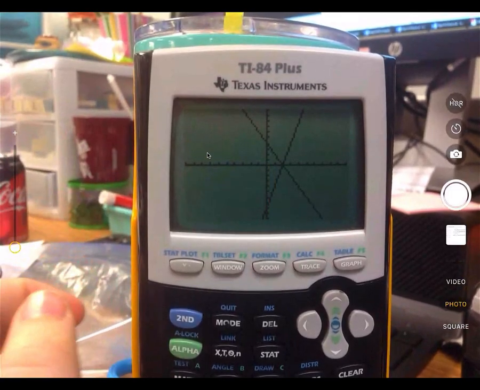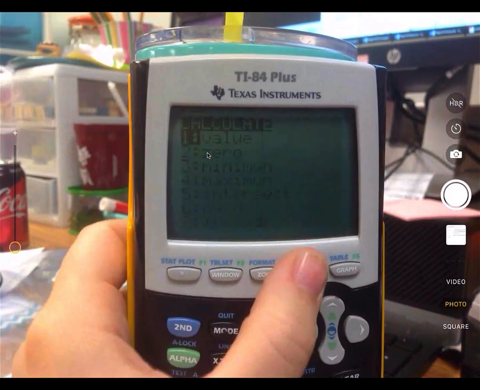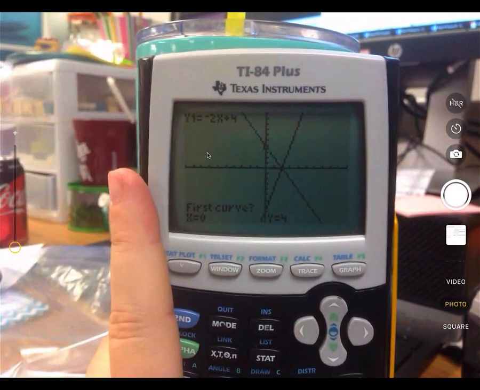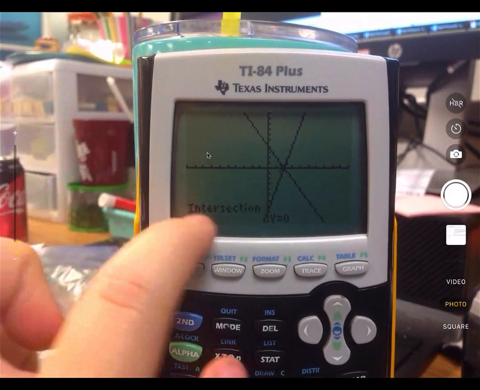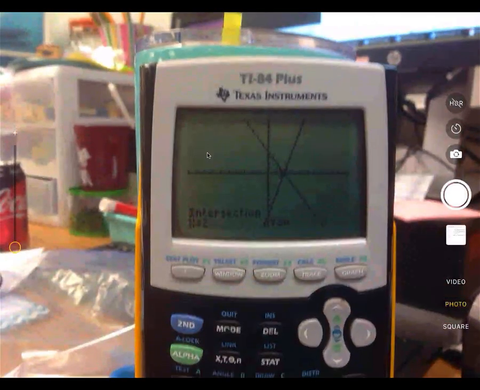In order to find the intersection, I click second, trace, 5. It says first curve, so I click enter. Second curve, I click enter. Guess, I click enter. I keep clicking enter until I see the word intersection. The intersection is at 2, 0.